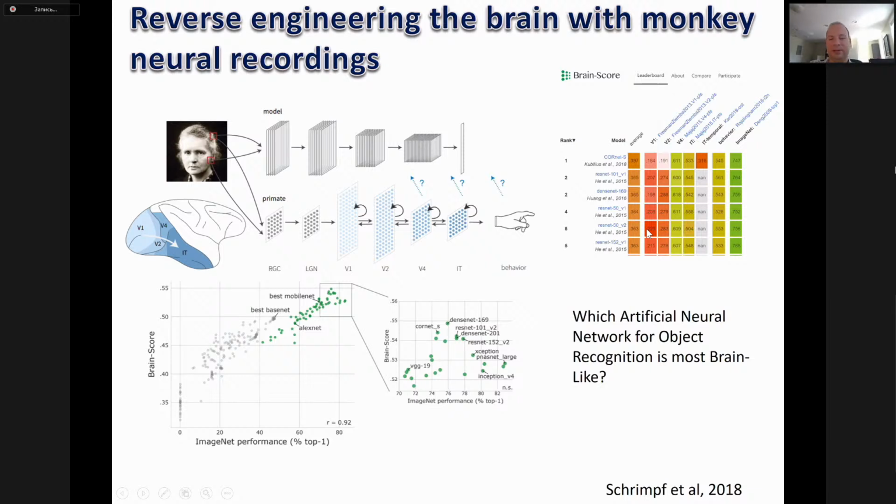This particular work is done by Jim DiCarlo's group at MIT, and it's one of the pioneering groups in the field. Brain score is actually a site where people can create and upload models and compare with existing monkey data and see how close you're getting to the monkey data. So CORnet-S is the one that has the best performance at this point. And there is a lot more work showing how recurrent connections, for example, are very important to go closer to human or monkey data.